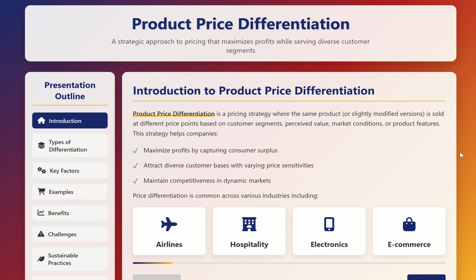Product price differentiation is a pricing strategy where the same product, which may have slight versions or slight changes or features, is normally sold at different prices based on customer segments, or based on perceived value, preference, market conditions, which we call market segmentation, or the product features. This strategy normally helps the company if you want to bring a new product into the market.